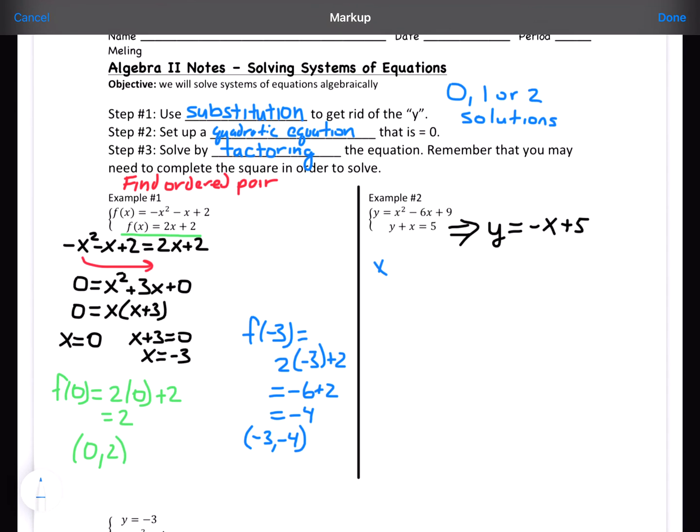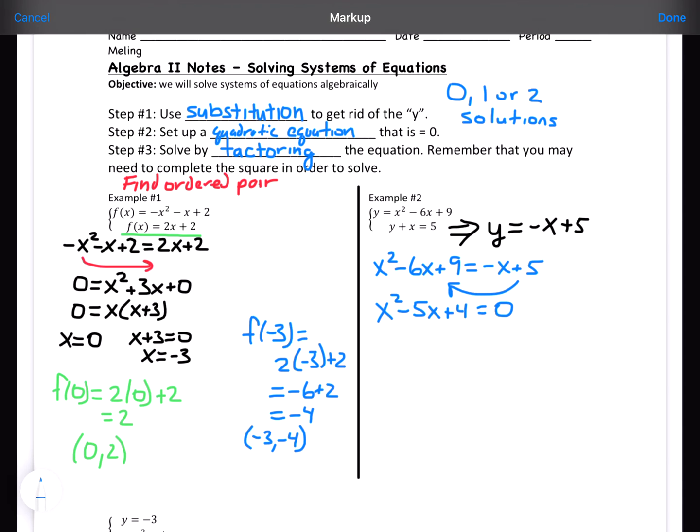So x squared minus 6x plus 9 equals negative x plus 5. So I'm going to bring everything over from the right to the left. So we're going to have x squared minus 5x plus 4. So just make sure you're adding and subtracting things correctly.